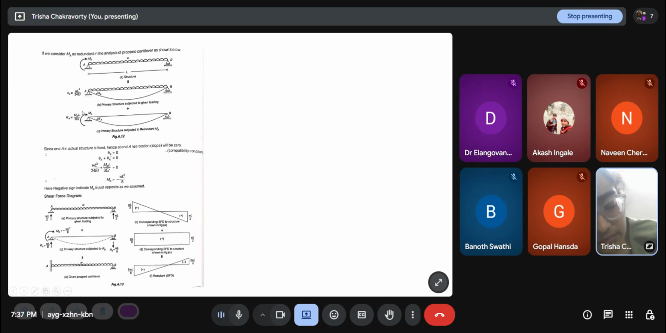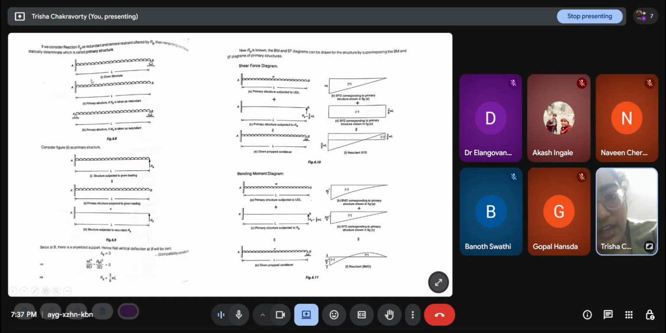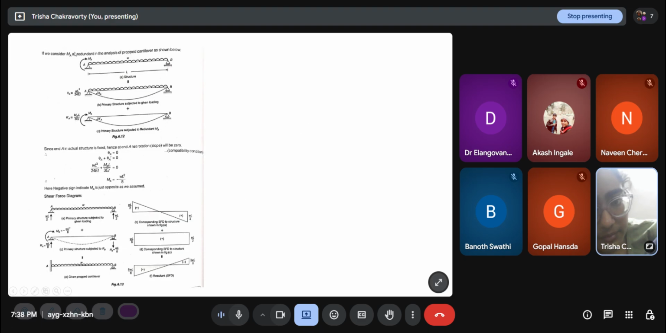And what will the compatibility condition be? It will be that the net slope at A has to be zero because it was a fixed support, and we know that at a fixed support the slope of a beam is zero. However, that is not true for a simply supported beam. For a simply supported beam under UDL, there will be some slope generated at A, but the moment reaction should be such that it counterbalances that slope, and it becomes zero. So since end A in the actual structure is fixed, at end A the net rotation or slope will be zero.